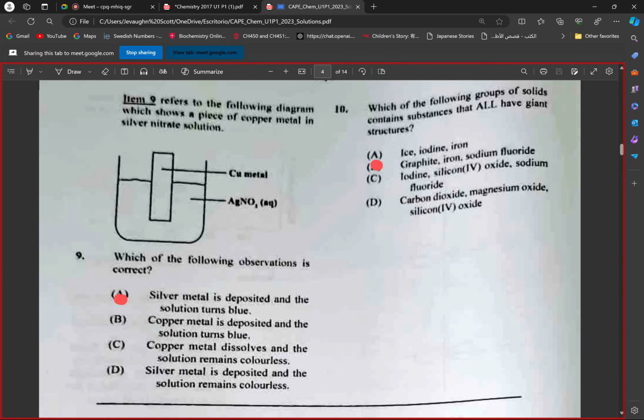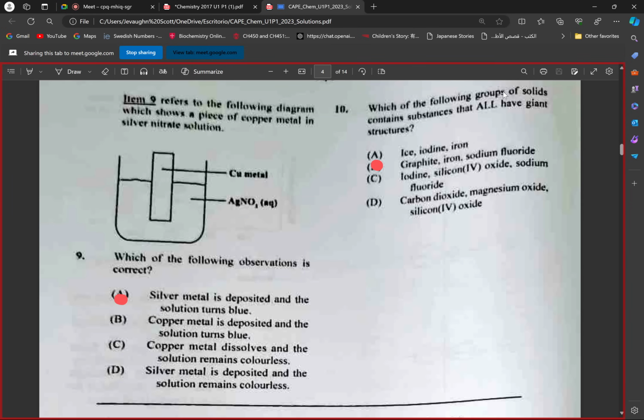Which of the following observations is correct? So we have silver and we have copper. We're going to have silver metal being deposited and the solution turns blue. Are we sure? Which one is more reactive, copper or silver? Which one is higher on the reactivity series? Silver is way at the bottom. Copper is above silver, so it's going to displace it. Lovely, and then the solution will turn blue and silver will be deposited.